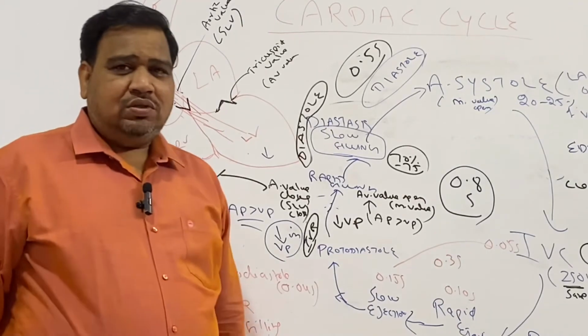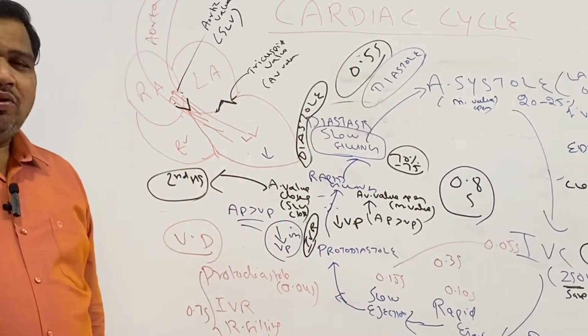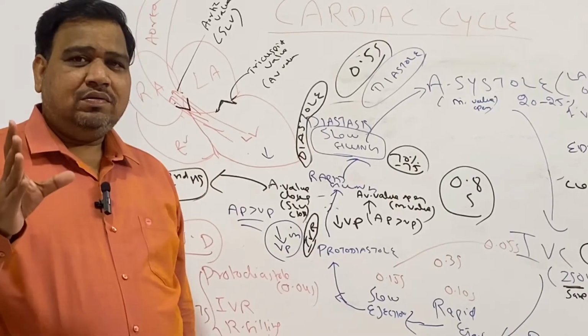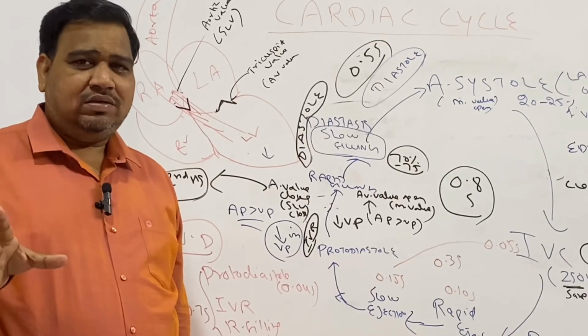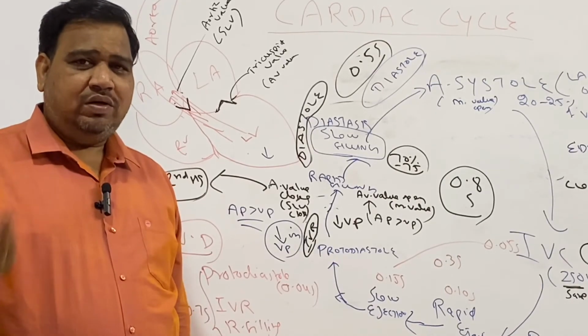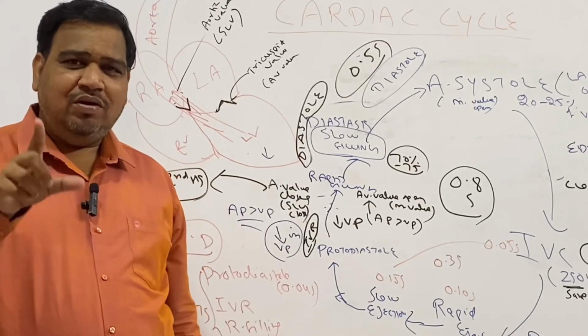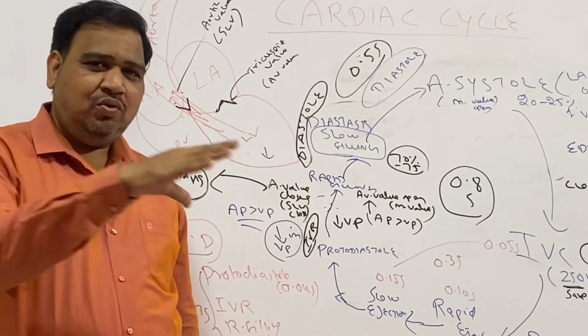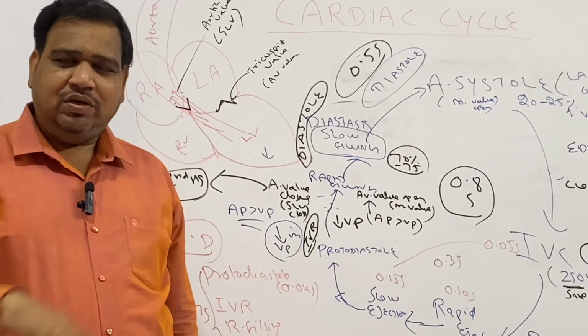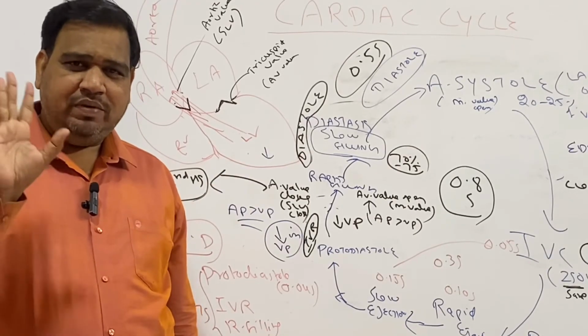So now I will ask some questions. What will happen to the ventricular volume during the isovolumetric contraction phase? You pause the video and try to answer. The answer is same, because iso volume, same volume. So no blood is going to go out, no blood is going to come in. So it does not increase, the ventricular volume remains same.